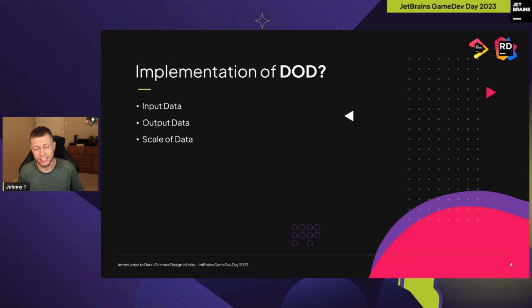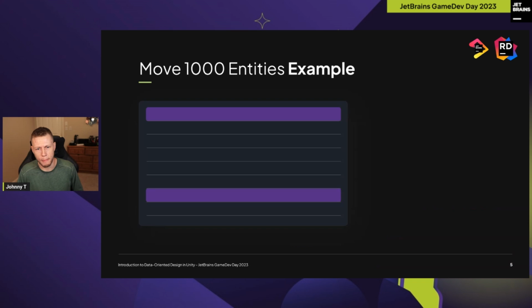It's also very important to consider the scale of the data. Is this just one element of data, or do we have many of these units of data? Because this is really going to influence how we structure our data and how we process that within the CPU. So when we look at actual data transformations, how do we do this most efficiently based off of our input data, our output data, and the scale of that data? These are all the factors we need to consider when we're using data-oriented design.